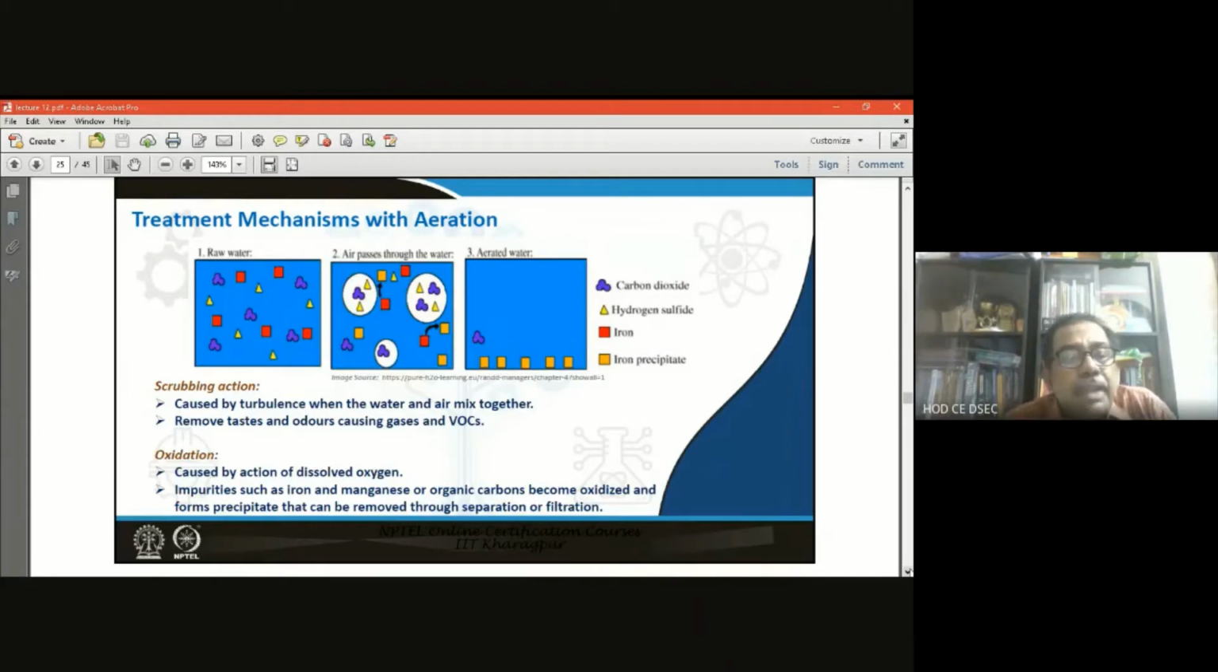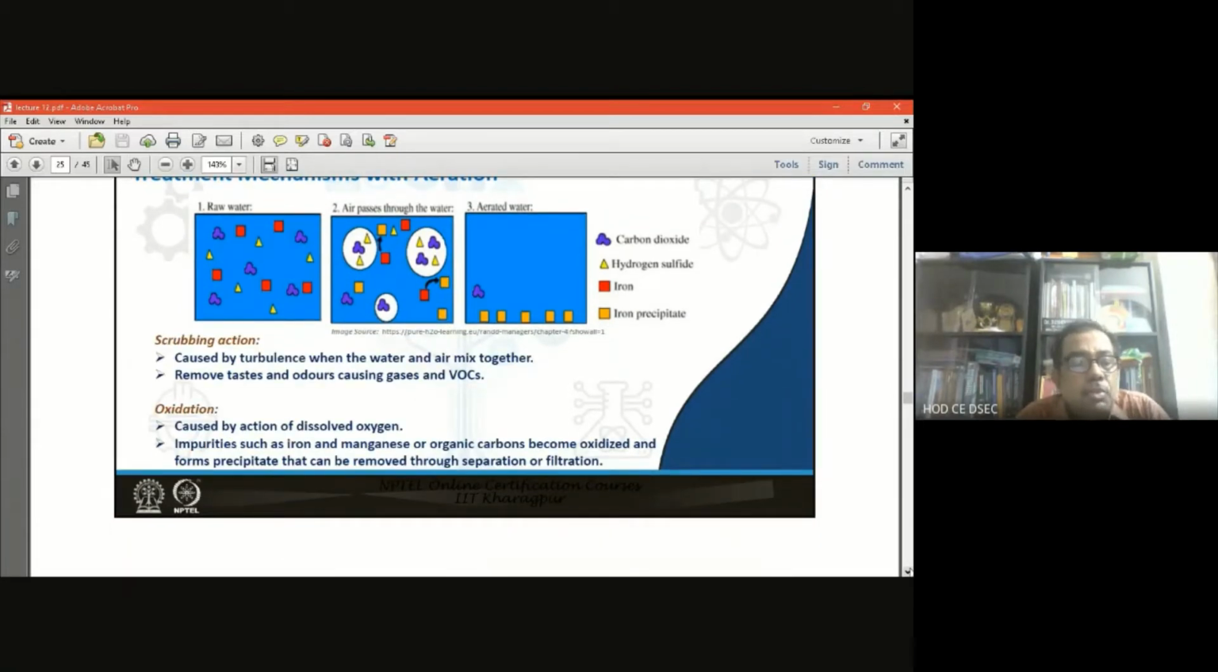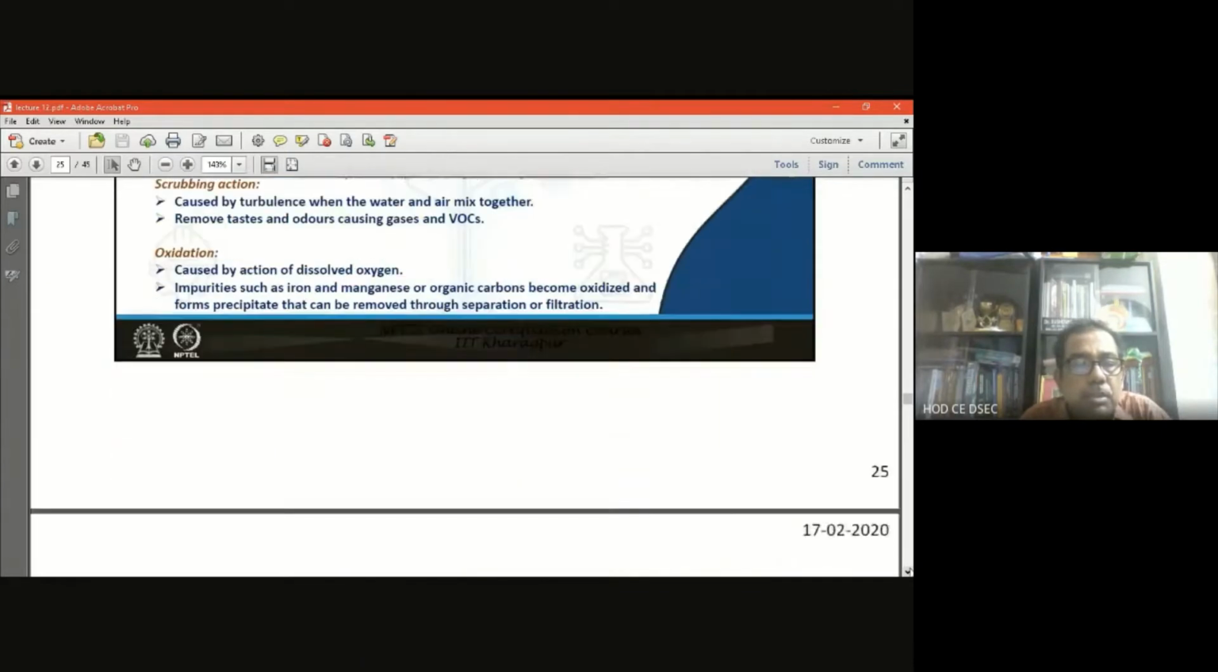Now, aeration removes taste and odors, causing gases and VOCs, which are responsible for taste and odors, that are removed through aeration. And there is oxidation caused by the action of dissolved oxygen, that we know, because we are pushing the aeration, meaning we are pushing the oxygen into the system, and the impurities iron and manganese or organic carbon become oxidized and precipitated, and they can be removed by the filtration process. Separation, that is the filtration process.